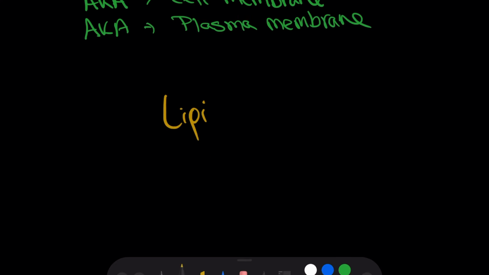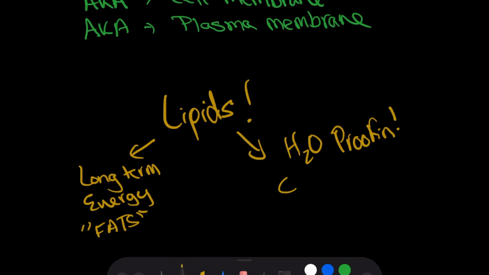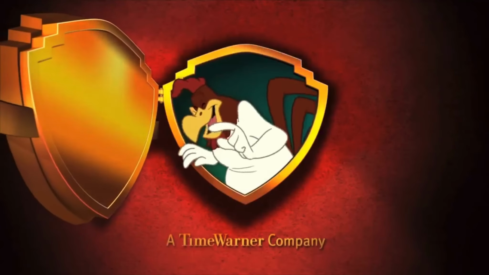And that is lipids. Remember, long-term energy, that's our fats. And the cell membrane. That is our waterproofing that keeps us from dissolving on the days when it rains. And that is all for lipids, folks.